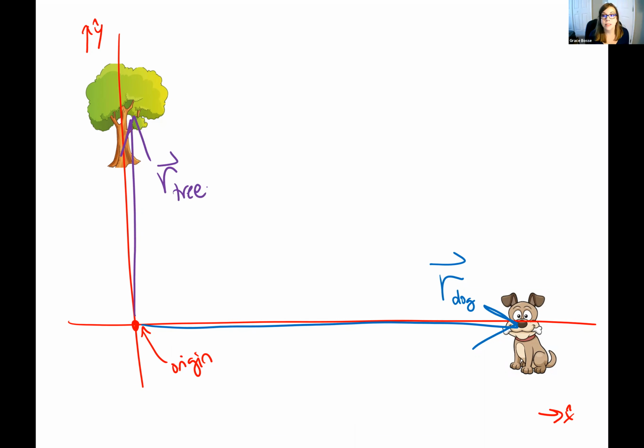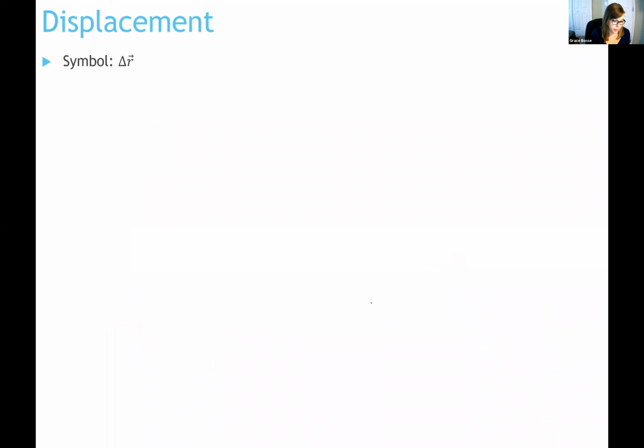It's defined relative to your choice of origin. So you must establish it, draw it, tell people where it is, and then everything is measured with respect to that as far as position vectors are concerned. So now let's talk about displacement.